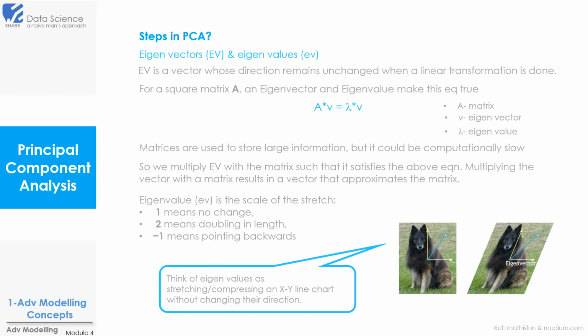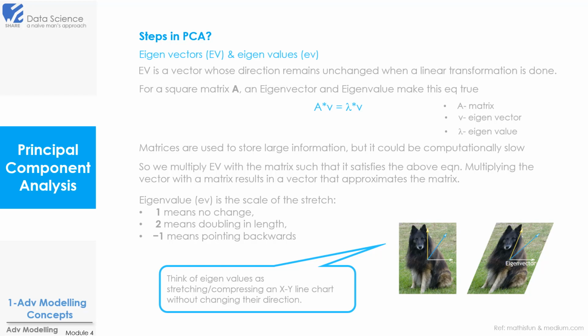So here you can look at the picture. We perform a linear transformation, and now you may think of eigenvalues as stretching or compressing an XY line chart without changing its direction. Also we can see here that an eigenvector is a vector that does not change direction in a transformation. I hope with this you have got some clarity about eigenvector and eigenvalues. Now we will not be calculating it manually, but as I said earlier, it is at the core of PCA. Hence it was important that we revisit our elementary mathematics and refresh our memory about eigenvectors and eigenvalues.